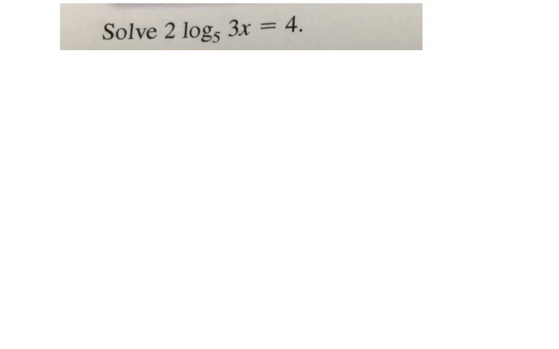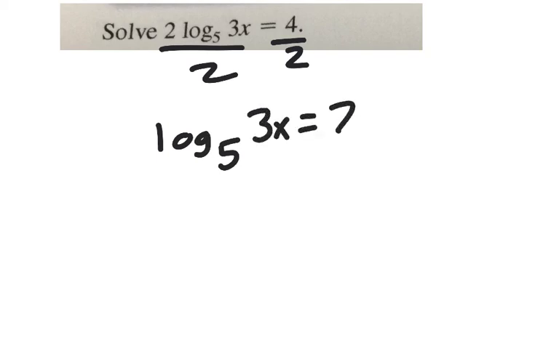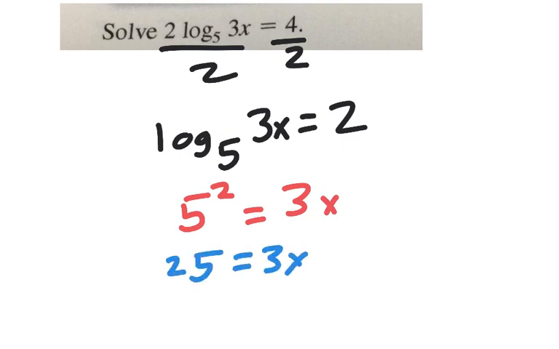Okay, so same idea, except now we're not dealing with a natural log, we're dealing with a log base 5. But I still want to isolate the logarithm first. So that 2 that's being multiplied out front, I'm going to divide by 2. So that's going to give me log base 5 of 3x equals 2. And now rewrite it from logarithmic to exponential. That says 5 to the second equals 3x. Well, 5 to the second is 25 equals 3x. Divide by 3. That tells me x must be equal to 25 over 3.